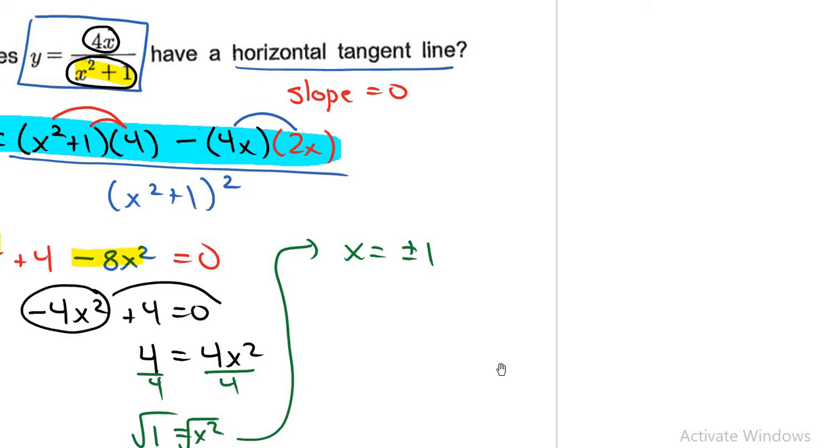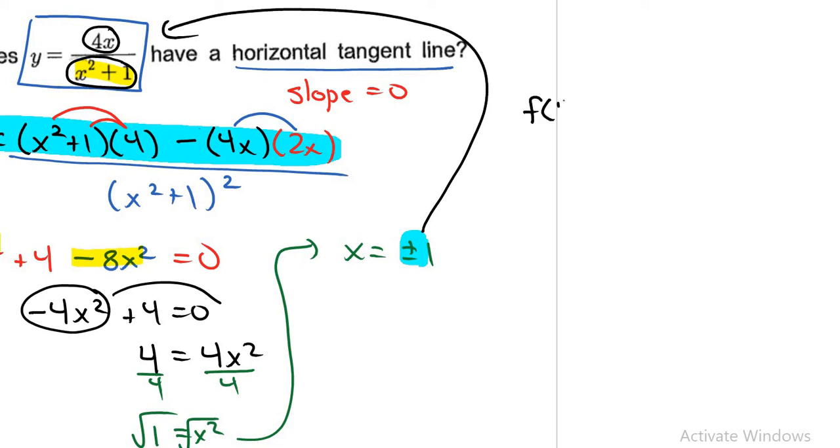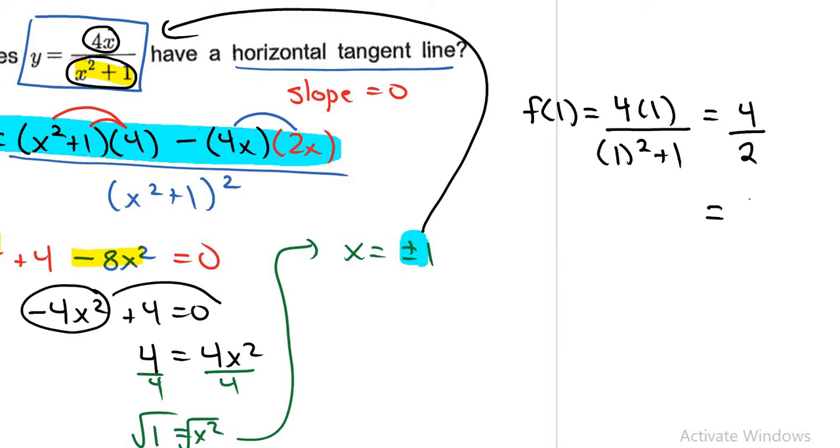Okay, so the question states that I need to find the points, right? So here are my x values. Now I need to go ahead and find my corresponding y values. And for my y values, I need to plug these x values back into the original problem. So I need to evaluate f of 1. F of 1 is going to be 4 times 1 divided by 1 squared plus 1. So all I'm doing here is just plugging the x values back into the original problem, and I'm just trying to evaluate this. So the numerator here will be 4, the denominator will be 2, so that final answer is going to be 4 divided by 2, which is 2.